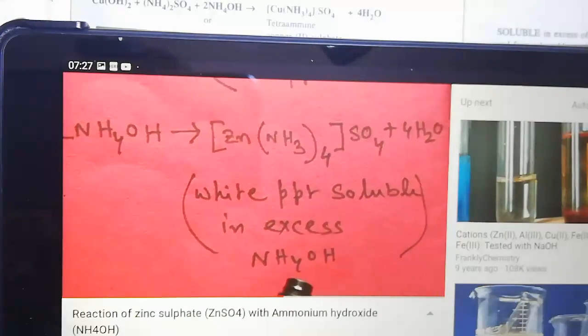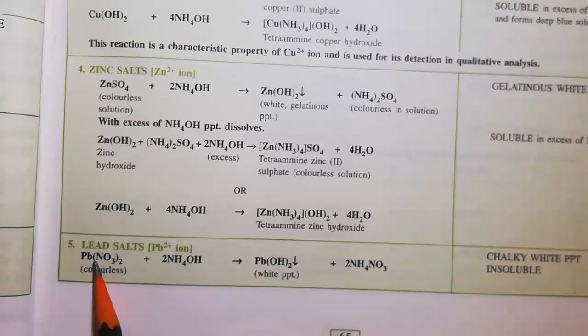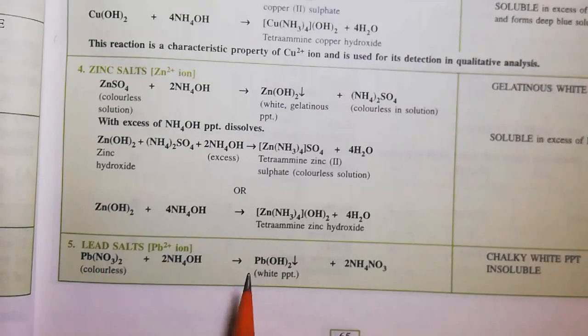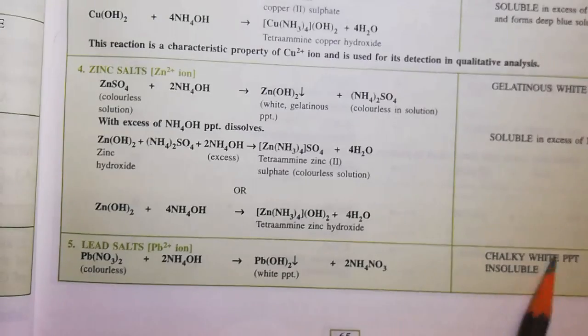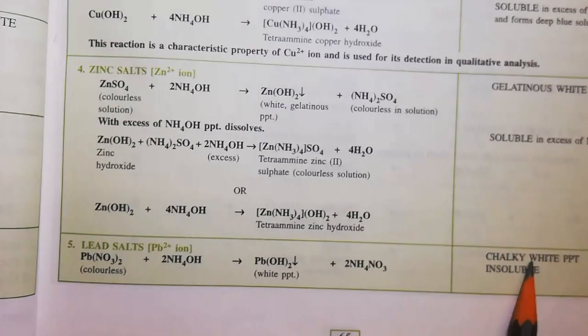Okay, with lead nitrate and ammonium hydroxide, lead hydroxide is formed, and that is chalky white. Okay, that is chalky white in color.